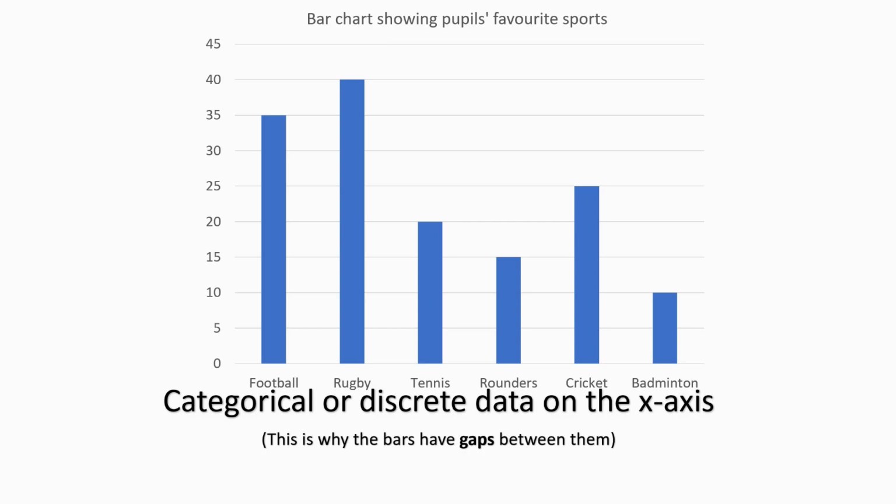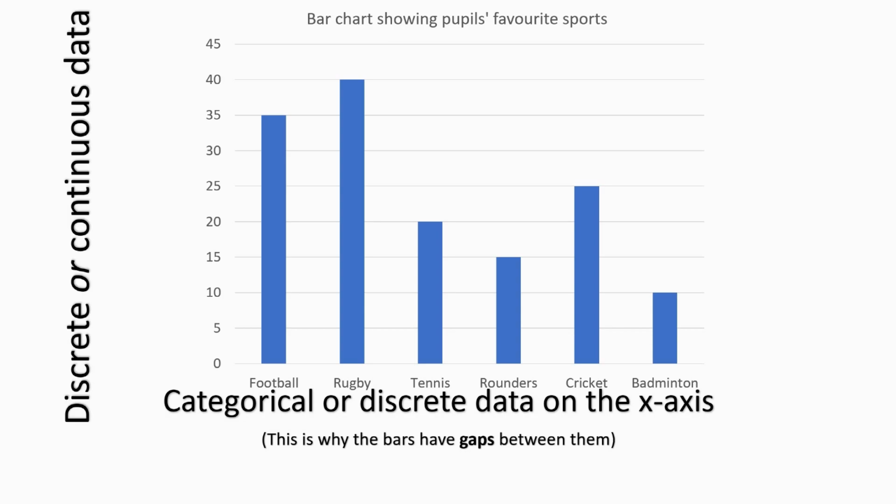This is why we have bars, equally spaced bars. This is why our bars are equally spaced, and the discrete or continuous data can go on the y-axis. So if you remember earlier, we had a bar chart to do with rainfall, amount of rainfall. That would be continuous data, but here we're showing how many pupils like different sports.